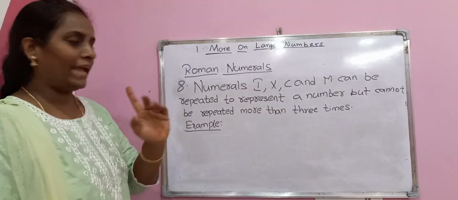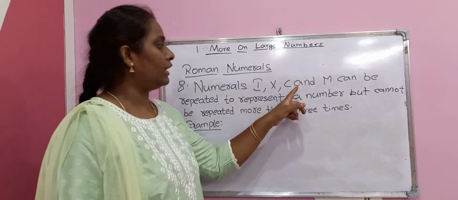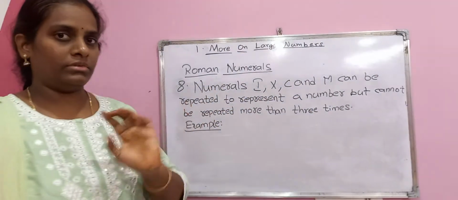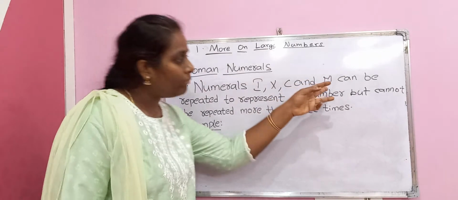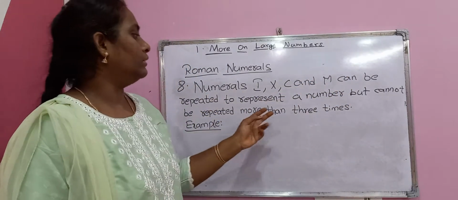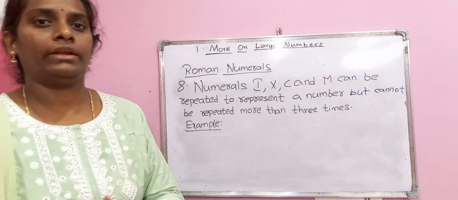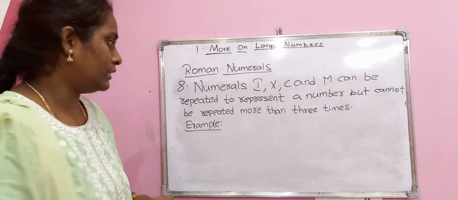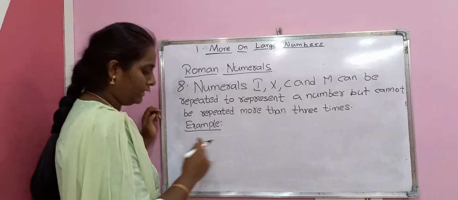Rule 8, I already explained. I, X, C can be repeated 3 times continuously, and M also can be repeated 3 times, not more than 3 times, just 3 times continuously. We will take one example.